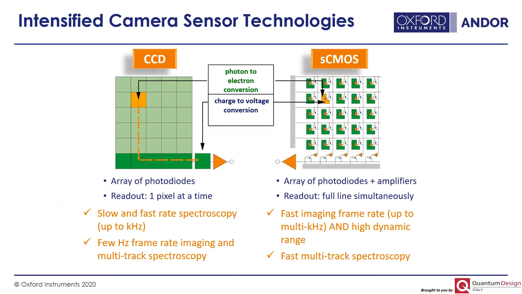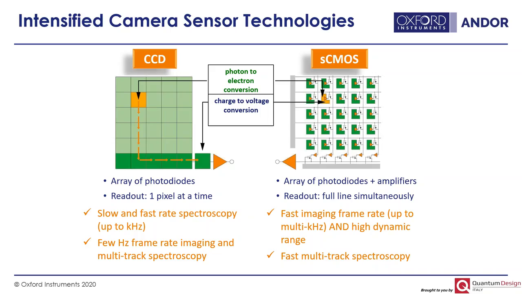So maybe one of the next most important parts of your intensified camera is the actual sensor. Then you have fiber coupling at the other end, and typically you would have either a CCD or an sCMOS sensor for this. CCDs read out every single pixel one at a time. These can be mainly used for low rate imaging or high rate spectroscopy. Typically for a CCD, you'd expect to image at a few hertz. And with multi-track spectroscopy, obviously, you can achieve much faster frame rates.